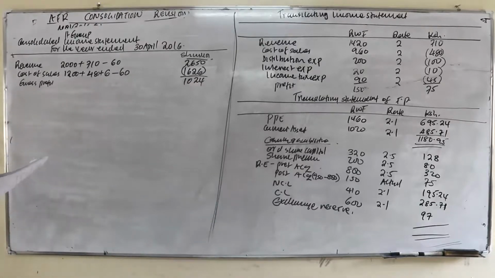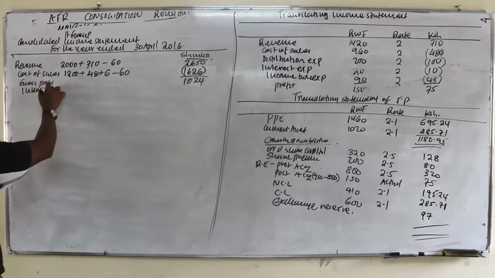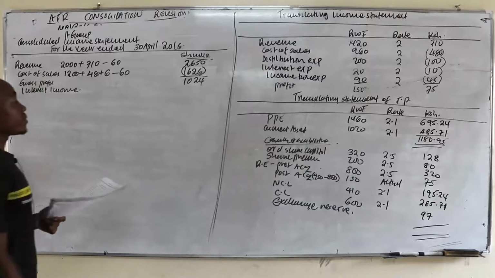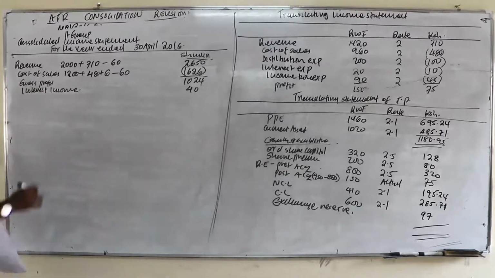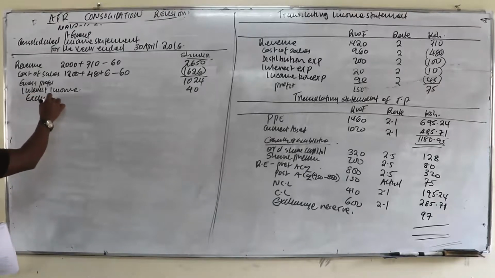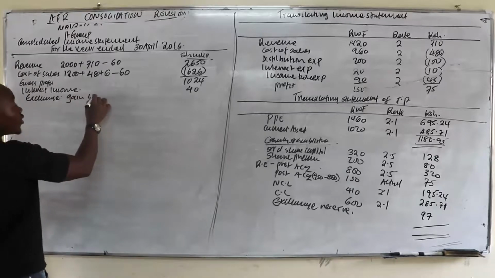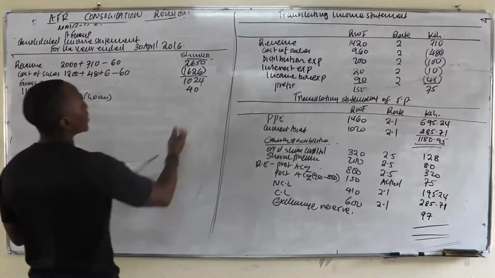Now once you get the gross profit, do you have other incomes? Yes, we have interest receivable. Can you see interest receivable? That's the same as interest income, an amount of 40. Then we had an exchange gain. You remember someone reported an exchange gain? Exchange gain on what? On loan. How much was it in Kenyan shillings? 9.5, right?